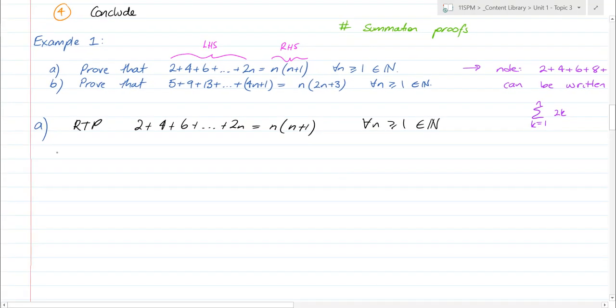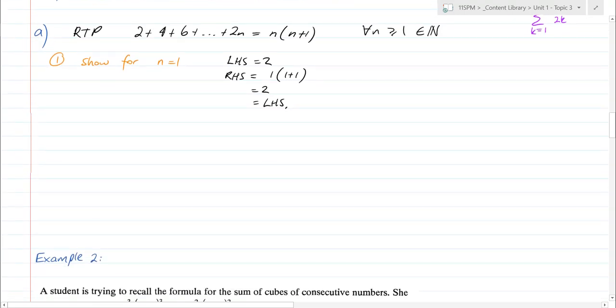Step 1, show for n equals 1. So for n equals 1 I get 2, because that's the first term. And I should write that the other way around actually. Left-hand side equals 2, right-hand side is equal to 1 times 1 plus 1, which equals 2, which equals the left-hand side. Done. So I've done step 1. I've shown it works in the first instance. That's me knocking down the first domino.